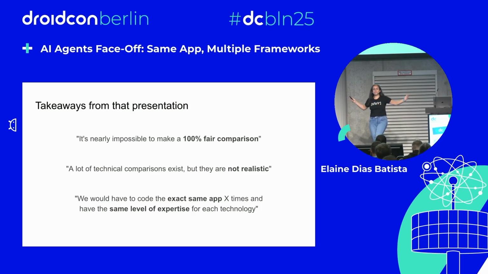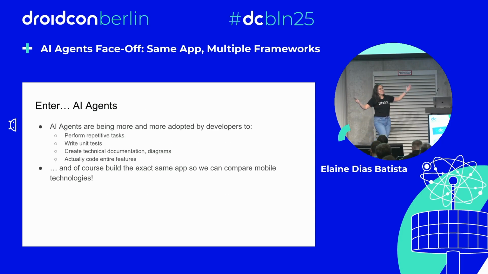Maybe one person exists in the world that knows exactly the same, that has exactly the same level of expertise, and is willing to do exactly the same app a bunch of times and compare them to see which one performs better and so on. But yeah, it's just not that realistic. Enter AI agents.